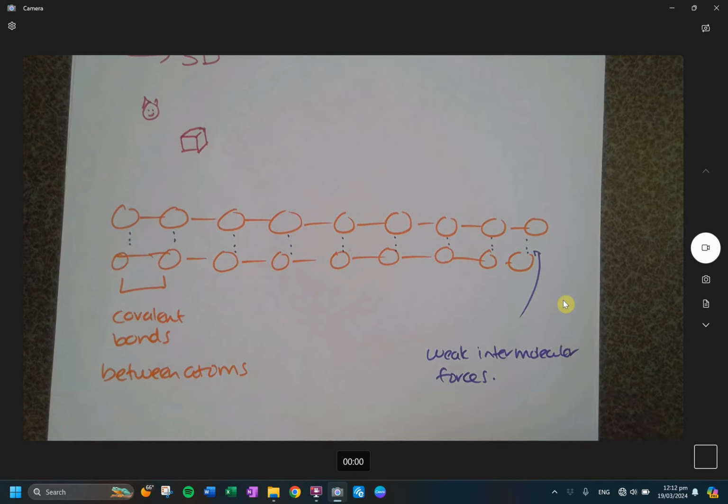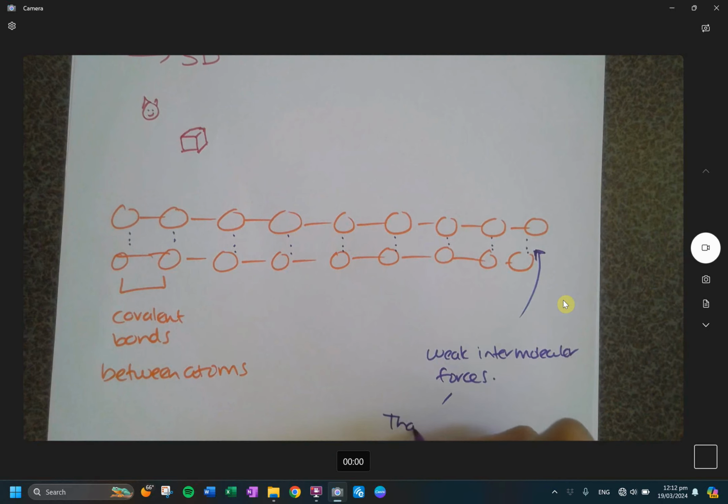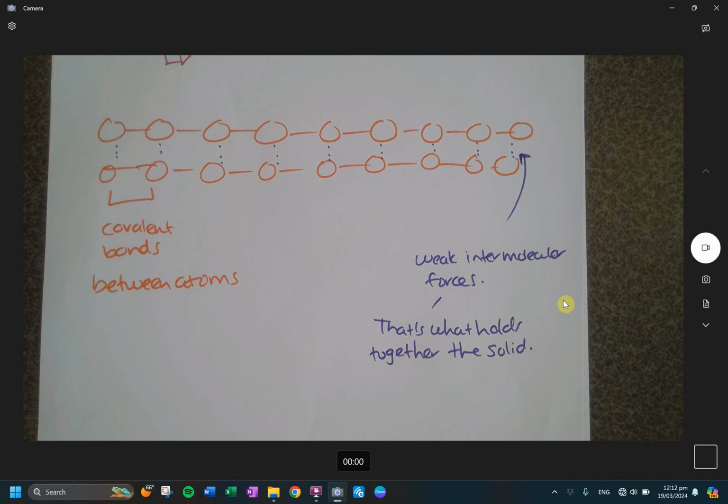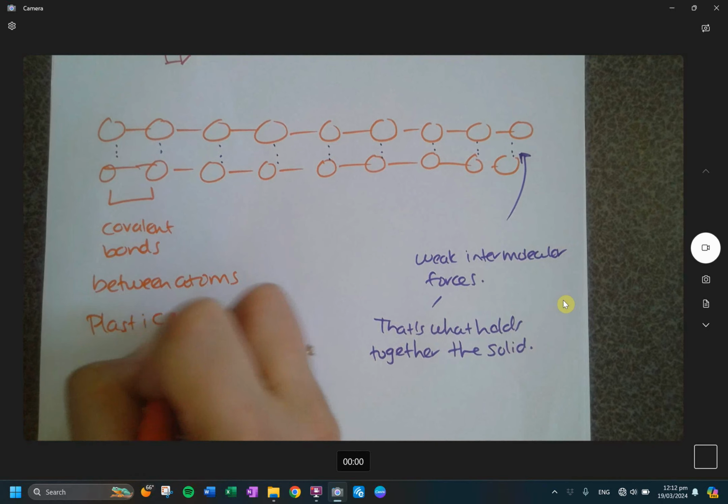Are we good so far? So that is what holds together the solid. All right. So when we are thinking about 1D covalent networks, what we're often thinking about is plastics. That's probably the most basic example of it.